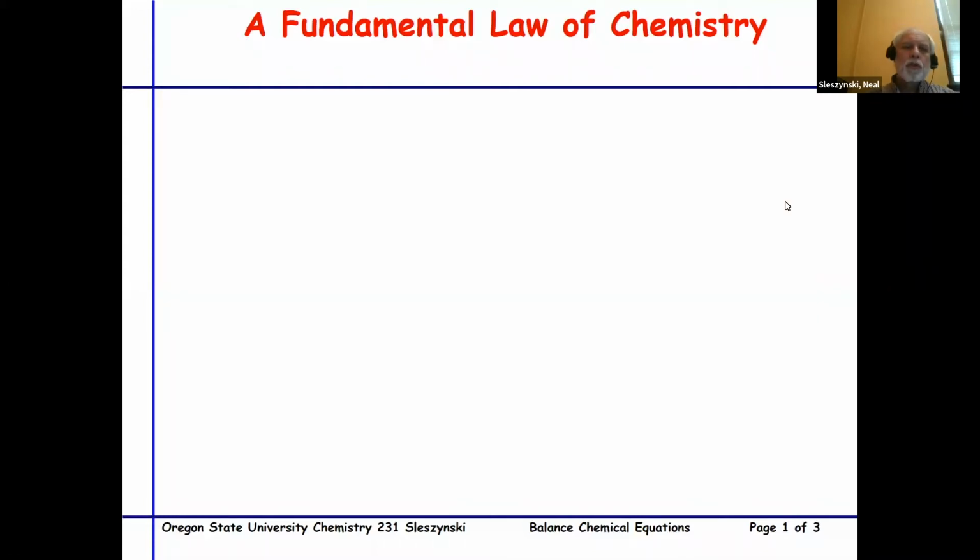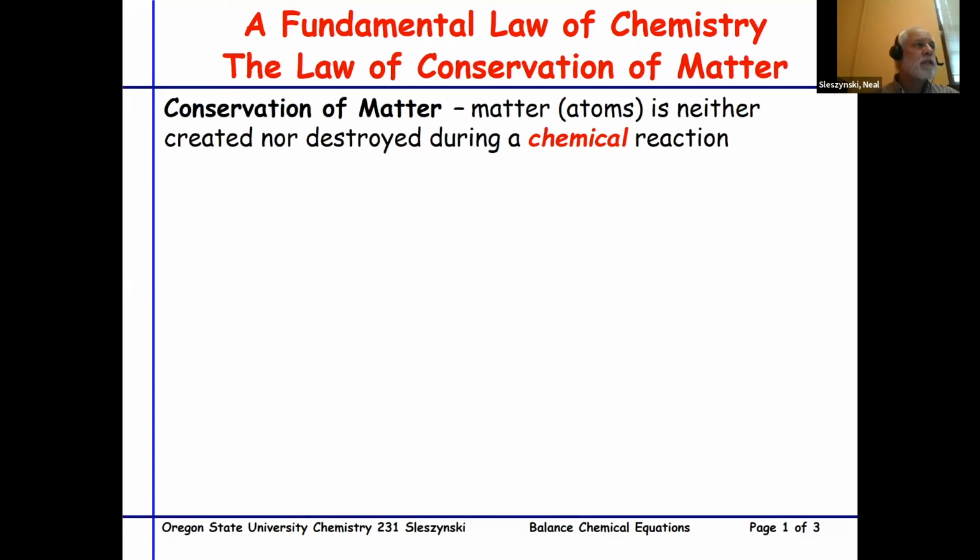This is a short tutorial on balancing chemical equations. Balancing of chemical equations relies on a fundamental law of chemistry, which is the law of conservation of matter. Conservation of matter states that matter, in the form of atoms, can neither be created nor destroyed during a chemical reaction. Of course, during nuclear reactions, we can destroy matter.